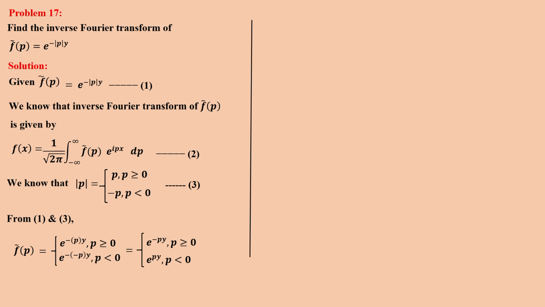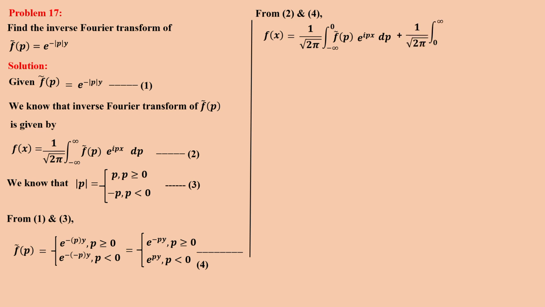Now the equation 2 we are going to split into two integrals, because there are two intervals for f bar of p: one is p greater than or equal to 0, that means 0 to plus infinity, and the other is p less than 0, that means minus infinity to 0. So 1 by root 2 pi integral minus infinity to 0 f bar of p e power i p x dp plus the second interval, 1 by root 2 pi integral 0 to infinity f bar of p e power i p x dp.